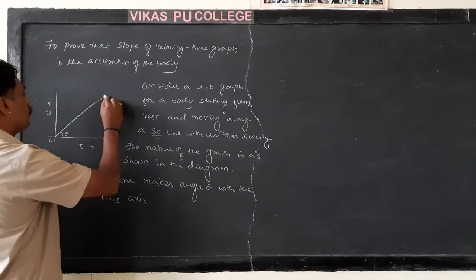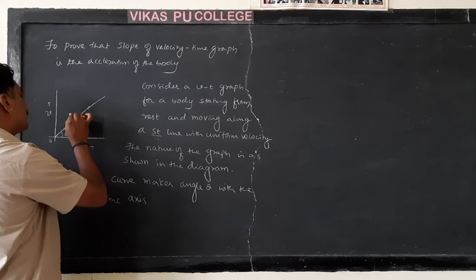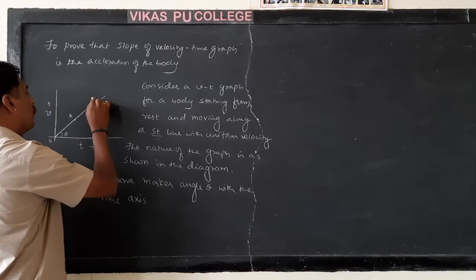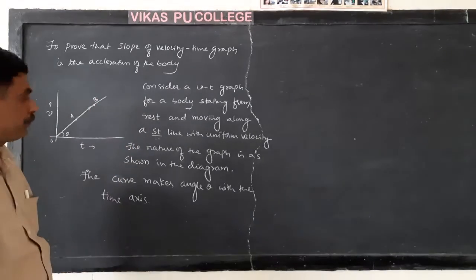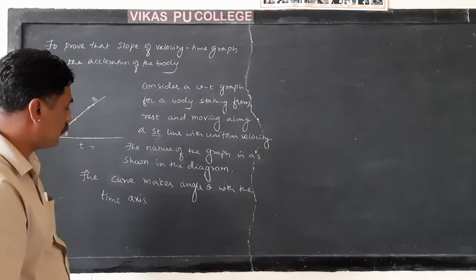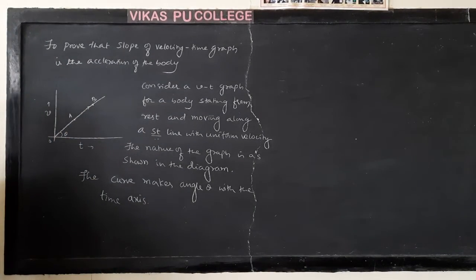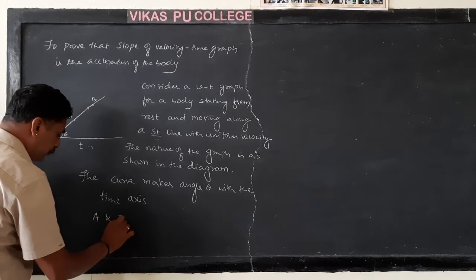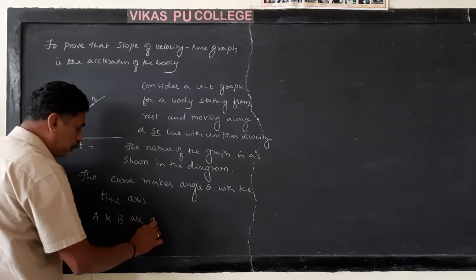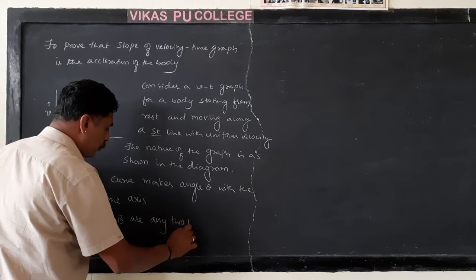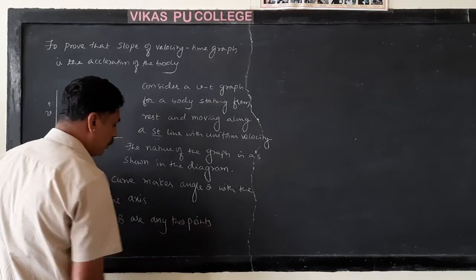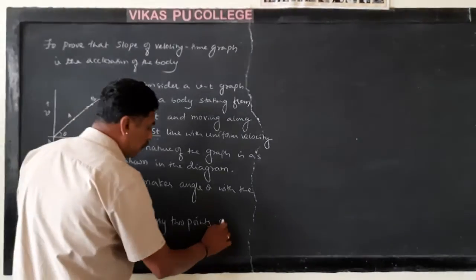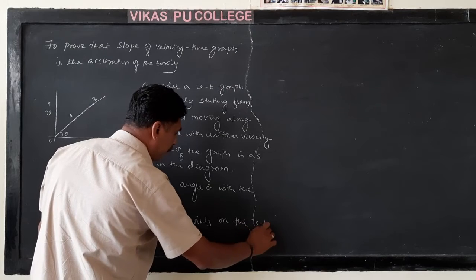Now let me consider 2 points. One point say A, the other point say B on the curve. So there are 2 points which I select. One point is A, the other point is B. A and B are any 2 points. So there are different points. Any 2 points cannot coincide on the velocity time graph.